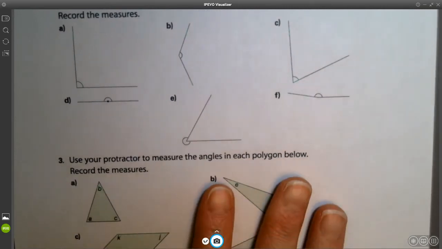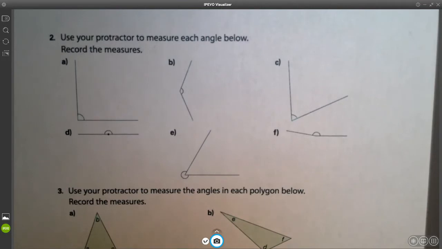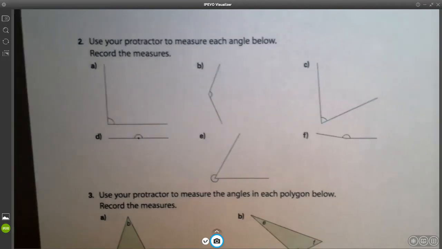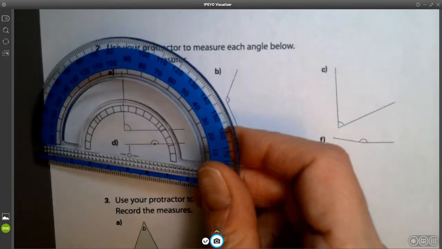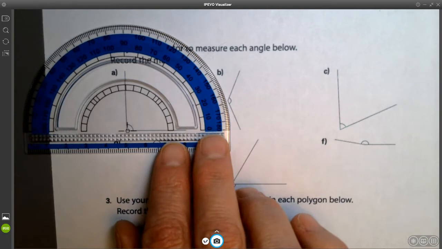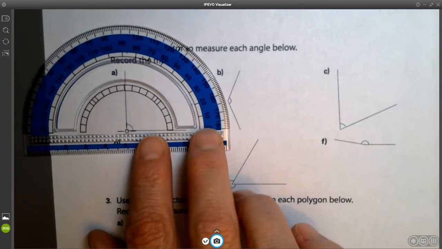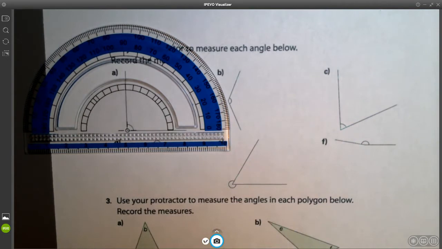Okay, let's learn how we can measure using a protractor. So here's a sample of some of the homework questions for this week, and I'm going to use my protractor to measure the angles. I'll just start with A. I'm going to place my protractor on the page, and I'm going to make sure that I center the center of my protractor on the vertex of the angle.